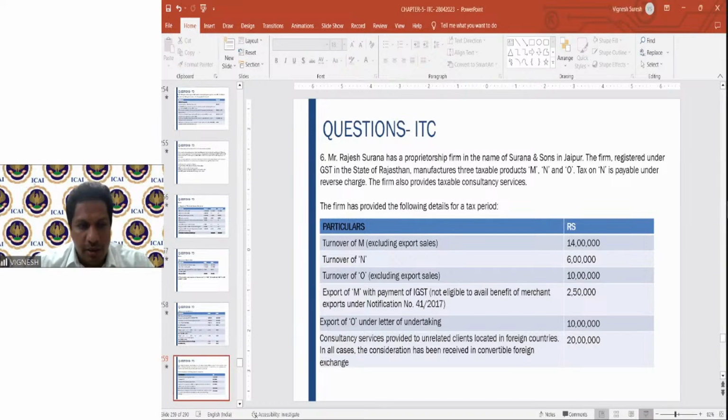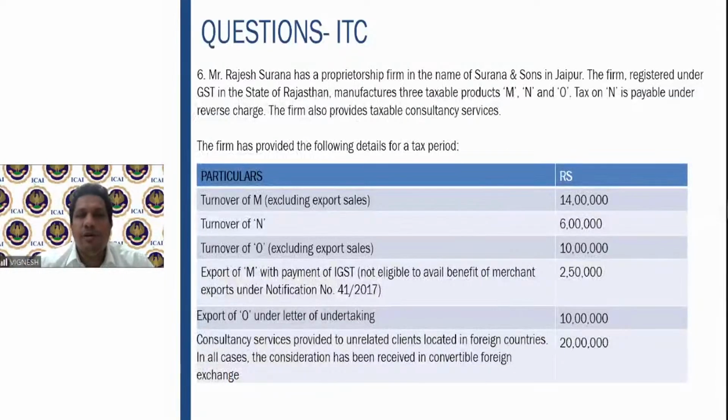Okay. Mr. Rajesh Surana has a proprietorship firm in the name of Surana and Sons in Jaipur. Firm registered under GST in the state of Rajasthan. Manufactures 3 taxable products M, N, and O. Tax on N is payable on reverse charge. The firm also provides taxable consultancy services. Turnover of M excluding export sales 14 lakhs, N is 6 lakhs, O excluding export sales is 10 lakhs. Export of M with the payment of IGST, not eligible to avail benefit of merchant exports, is 2.5 lakhs.